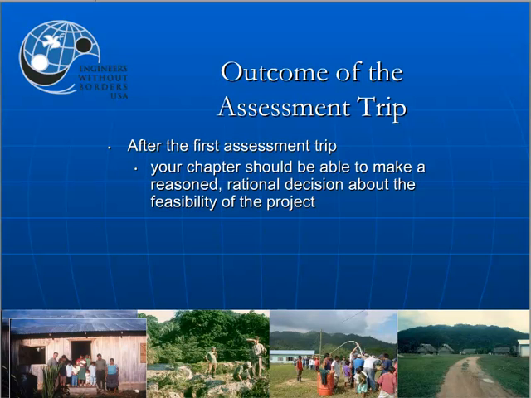So after a first assessment trip, number one, your chapter should be able to make a reasoned, rational decision about the feasibility of this project. You may go to the site, and actually what happens in most cases, the community will be ready for you, you'll have an NGO there, and you'll just start collecting data and getting to know the community and finding out what the community needs are, and the program will just go from there.